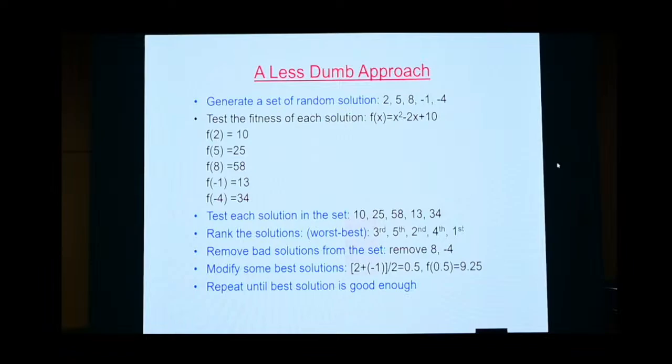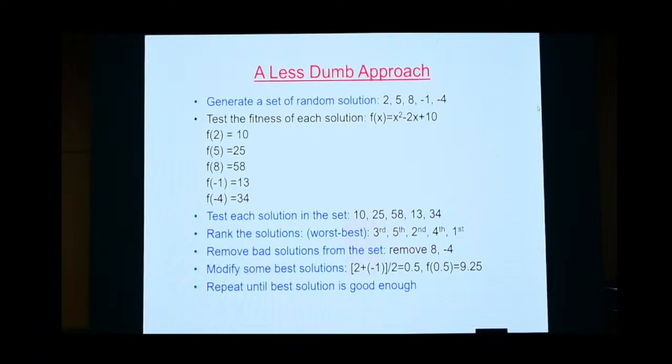So that less dumb approach is to generate a set of random solutions. So 5 solutions you generate randomly, like 2, 5, 8, -1 and -4. And test the fitness of each solution. If x is equal to 2, what is f of x value? If x is equal to say 5, what is f of x value? Like this you calculate that one. So it is coming as 10, 25, 58, 13 and 34.